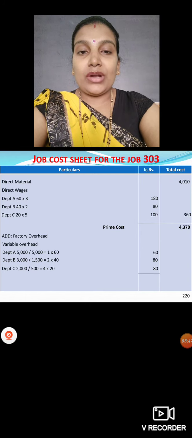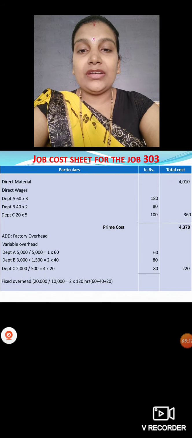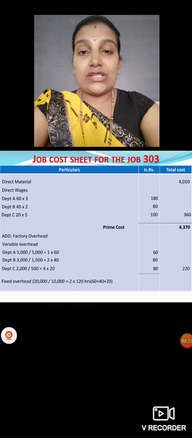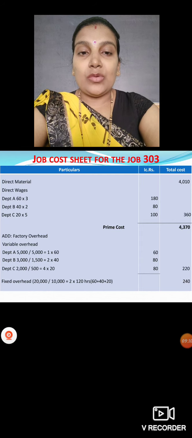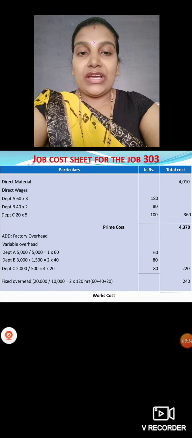So total variable overhead, how much do we have? 220. Then what about the fixed overhead they have given? 20,000 rupees for 10,000 hours. So 20,000 divided by 10,000 we will get 2 per hour. So 2 into 120. How is it 120 hours? You have to add all three: 60 hours, 40 hours and 20 hours. So total 120 hours you will get. So 2 into 120, how much will you get? 240. So how much do we have as works cost now?